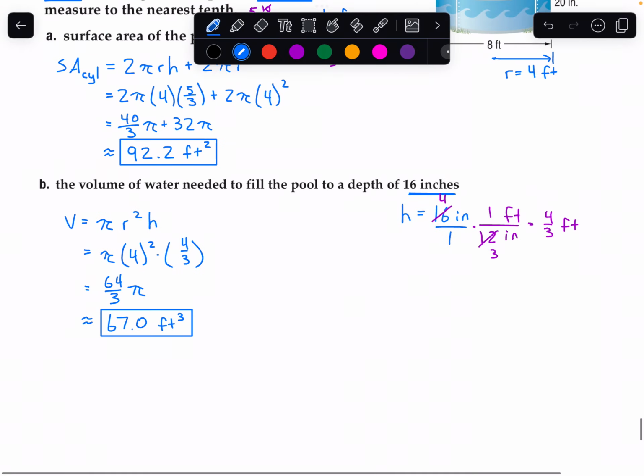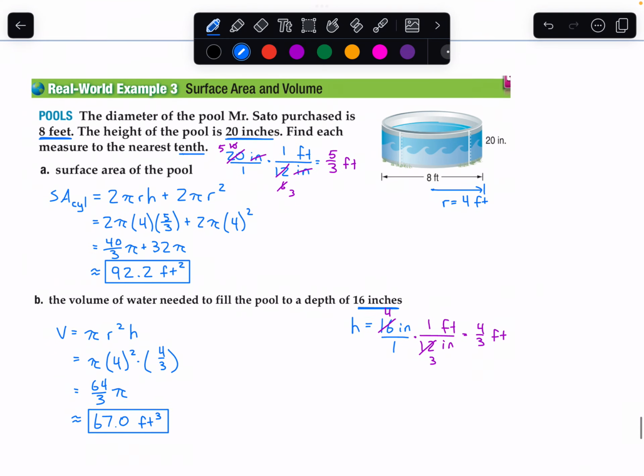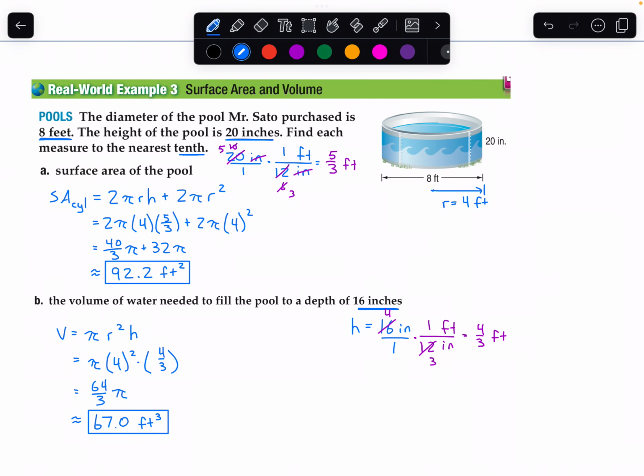Okay, there you have it. That was the last example. So that completes all the example problems for section 1.7.